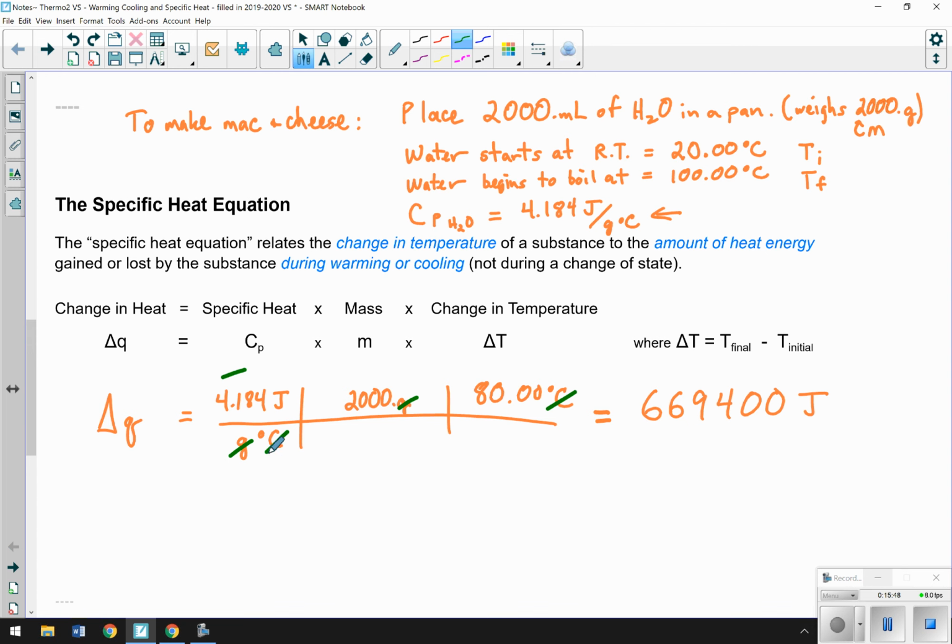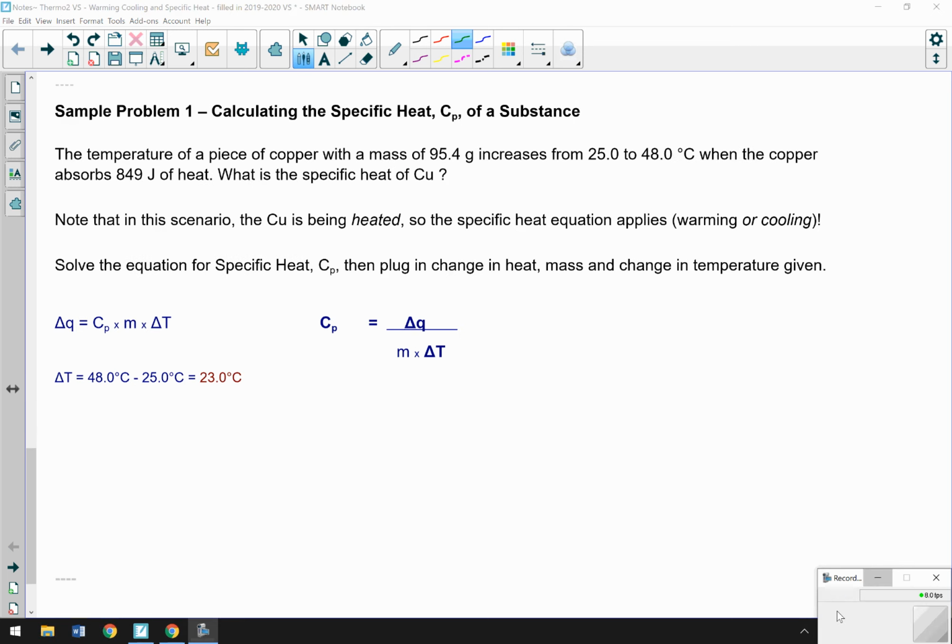And one of the reasons is this specific heat of water is high. It takes a lot of energy to raise water up 1 degree. And so it's going to take an incredible amount of energy to raise 2,000 grams of water up by 80 degrees C. All right, so I'd like to go through now 3 sample problems just to give you an idea of how you can use the specific heat equation.